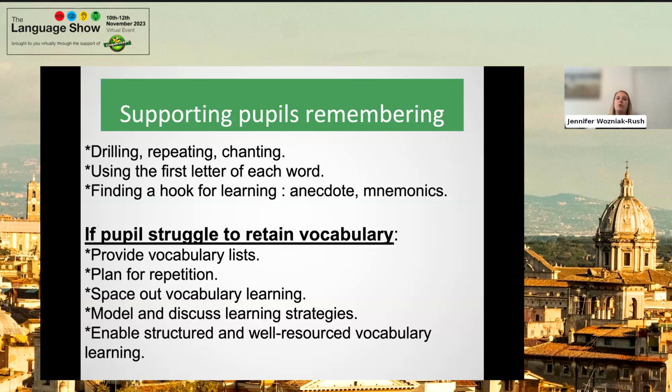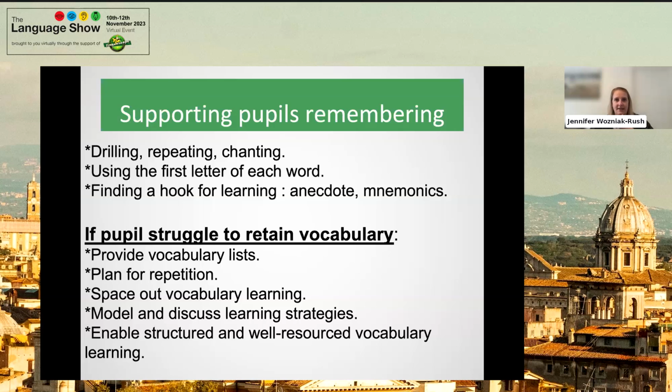Also thinking about what we can do in MFL to support the pupils remembering and trying to find information, remember, the drilling, the repeating, the chanting are really successful strategies. You could have the first letter of each word, which will remind the pupils about what it is without giving them the full answer. And at the end of the day, it's just finding any hook for learning that will help the students.